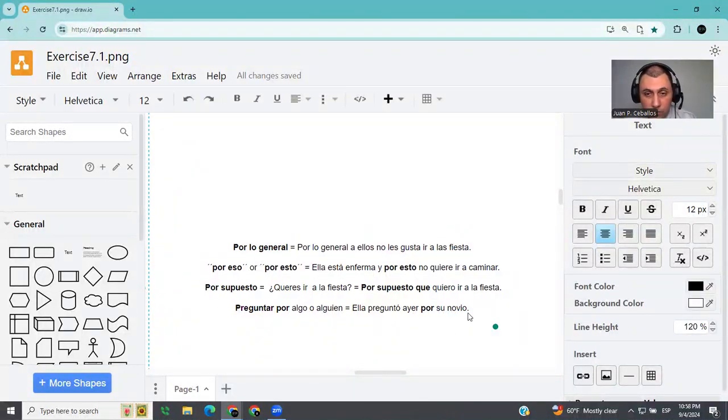Ella preguntó por su novio, or let's change this. Ella preguntó ayer por su cartera. As well, she asked yesterday for her wallet.